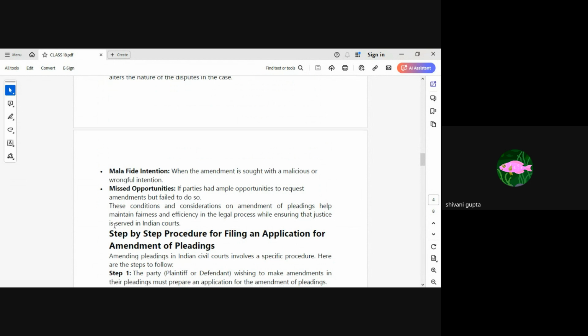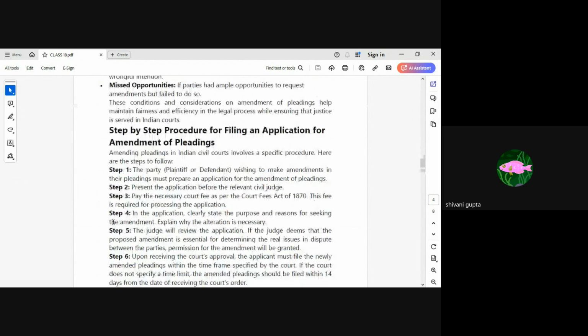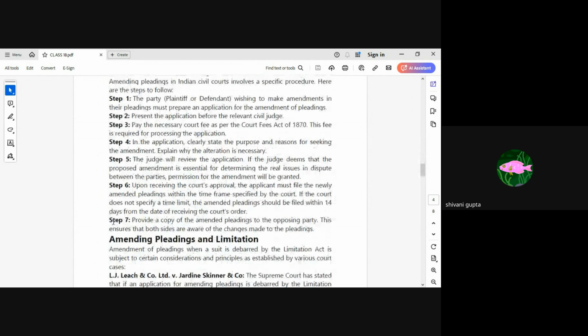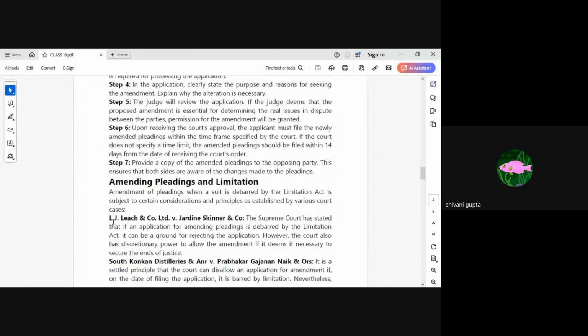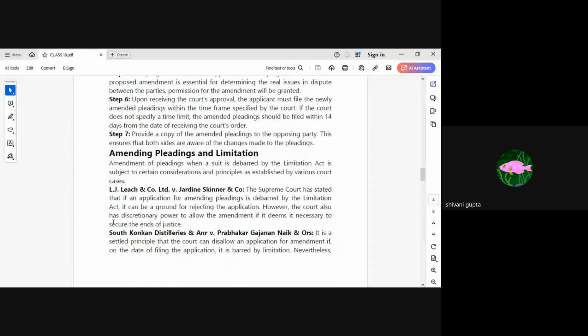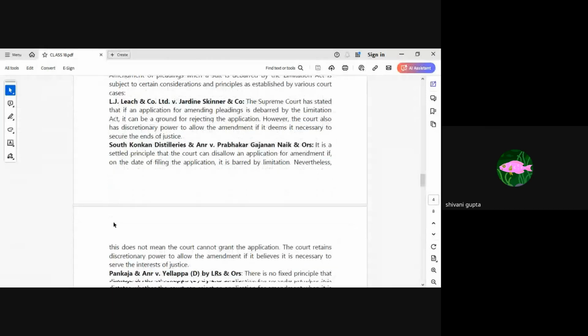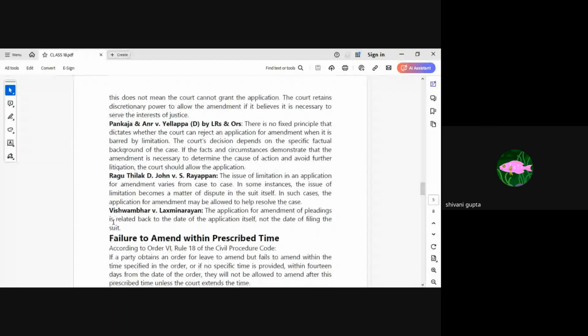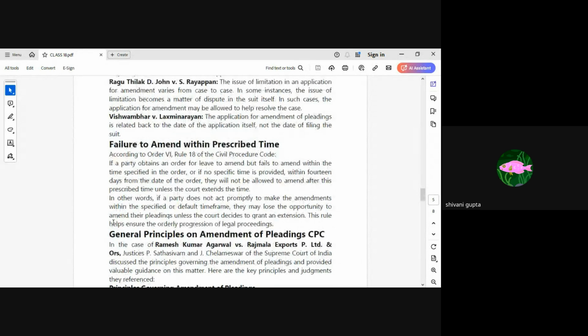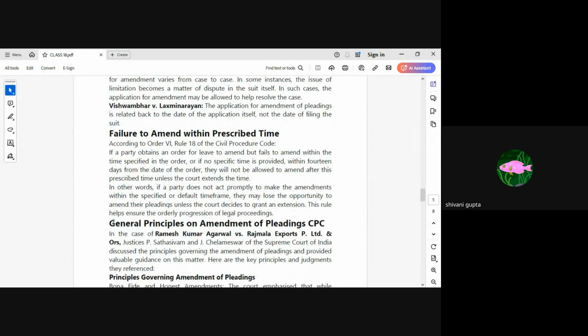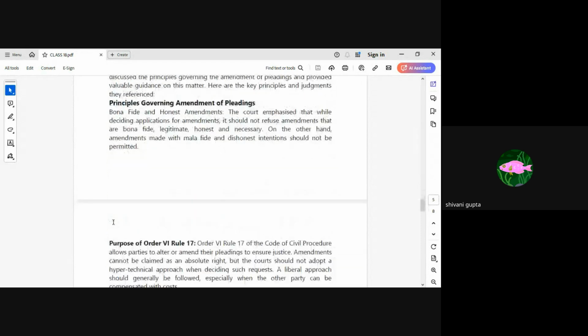Now we will discuss the step-by-step process. I will discuss it later. First of all, we will go with the theory. There are certain case laws also. We have studied the Limitation Act in the classroom. The Limitation Act prescribes a period, and only within that period should the court allow the pleading modifications. So this is all about that.